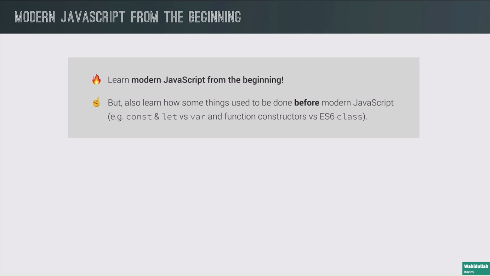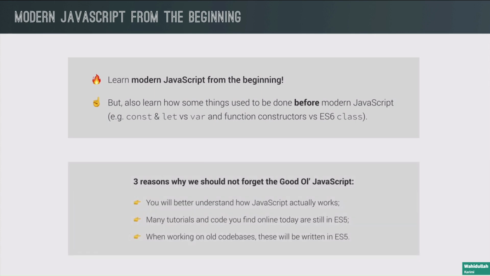But why bother with ES5 at all, you might ask? Well, here is why. First, you will better understand how some features in JavaScript actually work behind the scenes. For example, ES6 classes, which hide all the implementation details of object-oriented programming in JavaScript. Also, many tutorials and example code that you will find online are still written in ES5 today. Plus, as a developer, in many jobs, you will actually have to work on older code bases. And it's totally possible that that code base might still contain a lot of ES5 code.